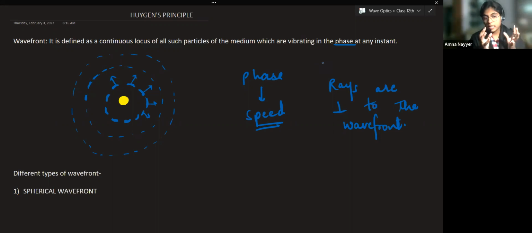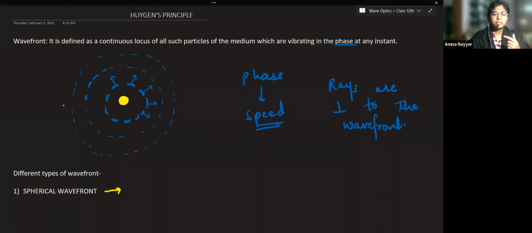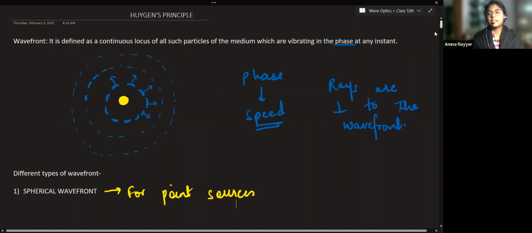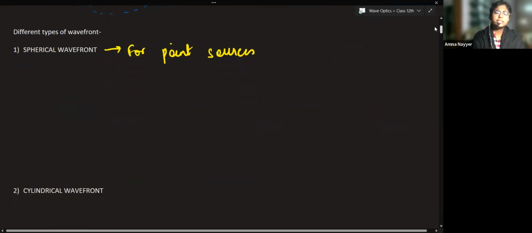Now class, depending upon the source, you have different types of wavefronts. Whatever type of source you have, like let's say a point source. If you have a point source, the type of wavefront that you'll obtain will be a spherical wavefront. That is a similar case to the example that we had seen. See how?